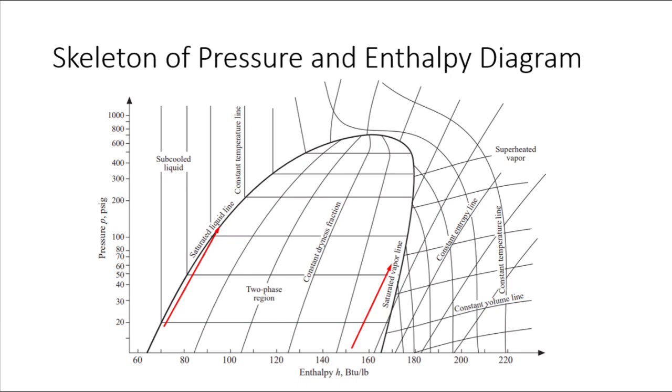What you are looking at right now is the skeleton of the pressure and enthalpy diagram, or the PH diagram. As mentioned, the curved line is the saturated line. At the left portion is the liquid line, and at the right portion is the saturated vapor line. And the rest of the curve represents the behavior of the refrigerant.